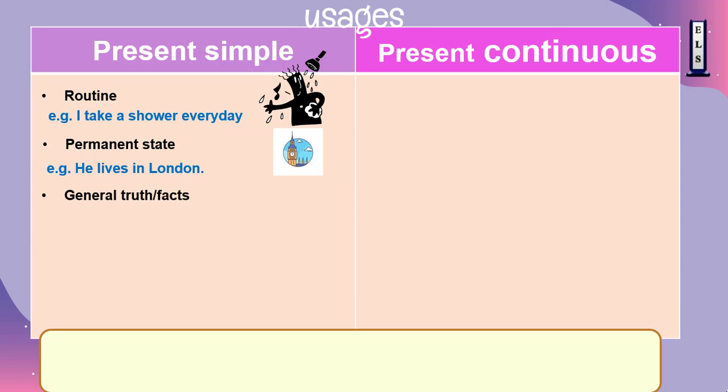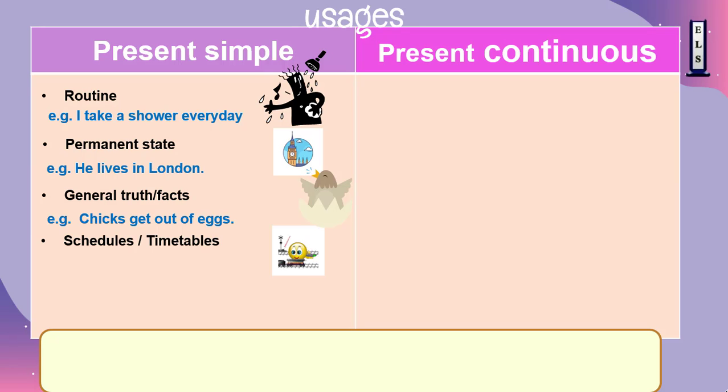Also, we use the present simple when we talk about general truths or facts. For example, chicks get out of eggs. This is a general truth or a scientific fact. Furthermore, we use the present simple when we talk about schedules or timetables. For example, the train leaves at 8 o'clock. The train leaves at this time every day and will not wait for anybody who is late, according to the timetable or the schedule given.